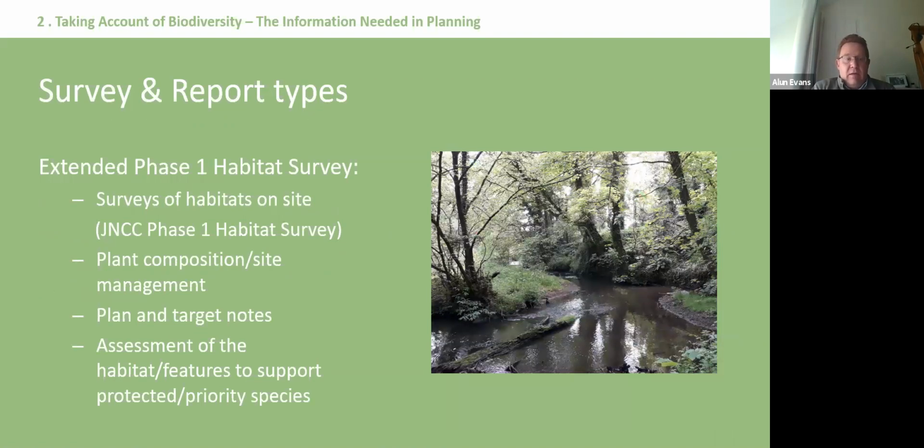The second part is actually getting into the field and undertaking that extended phase 1 habitat survey, which is pretty much along the lines of the JNCC phase 1 handbook. Looking at the plant composition and the evidence of site management. And the output usually a plan with target notes or features of ecological interest. And also will assess the conservation value of those habitats and features. In particular, can they actually support any other protected or priority species?